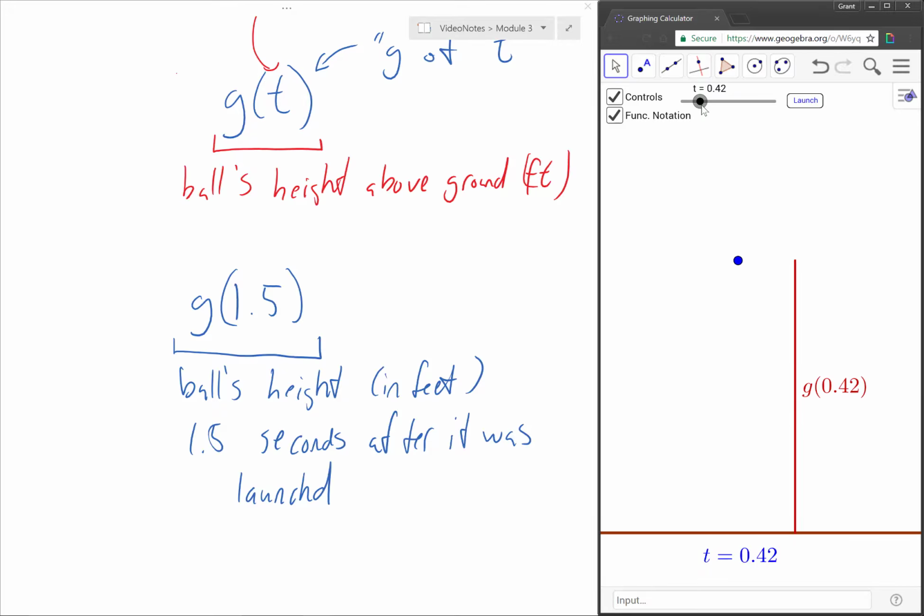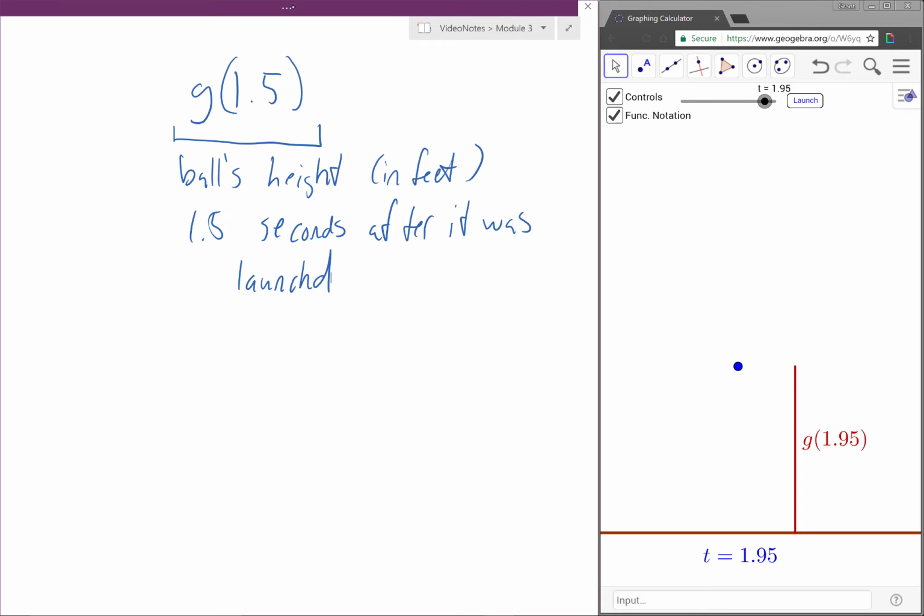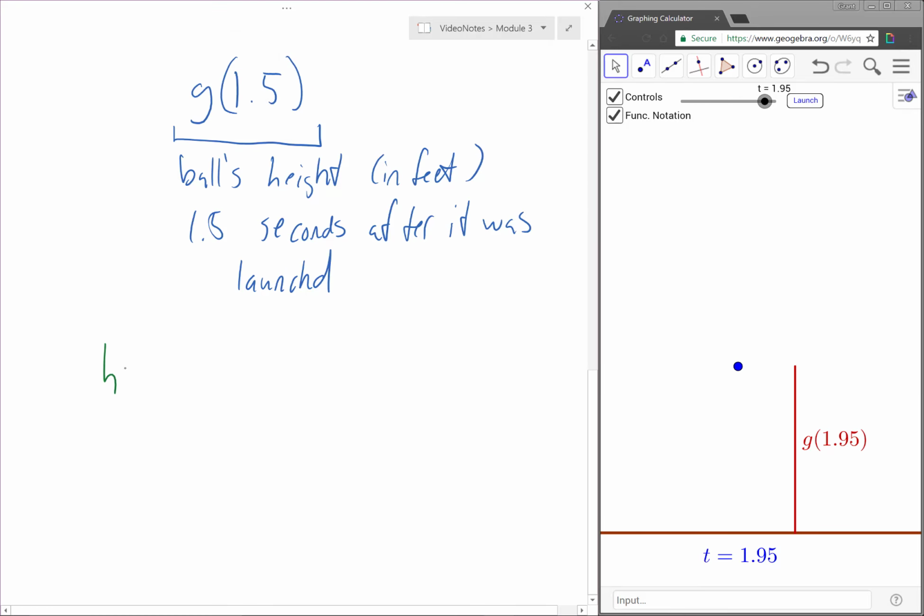It doesn't matter what the value of T is, G of T is always going to represent the ball's height above the ground in feet. In general, if we have a variable, say h, that represents the ball's height above the ground in feet, then G of T and h are representing the same thing. So in this case, G of T is really just equal to h.